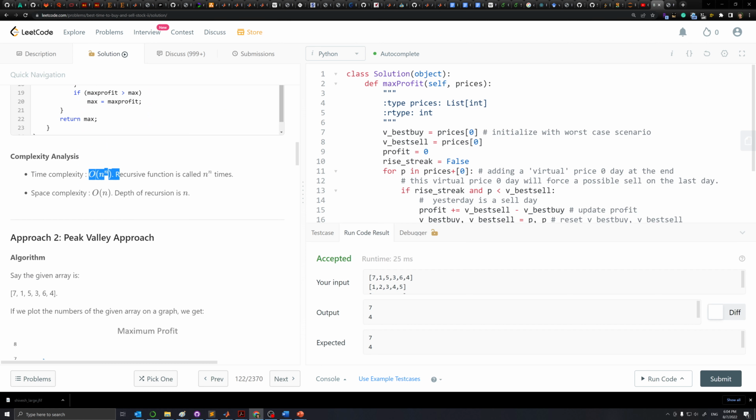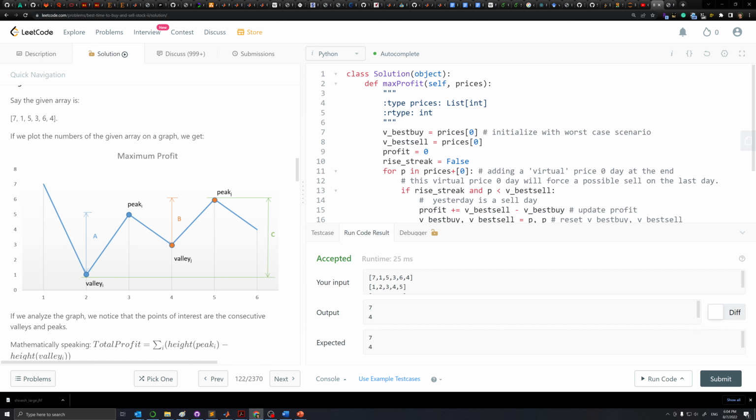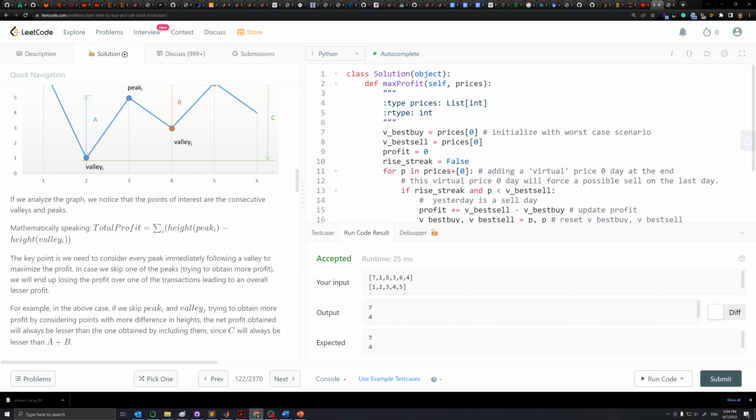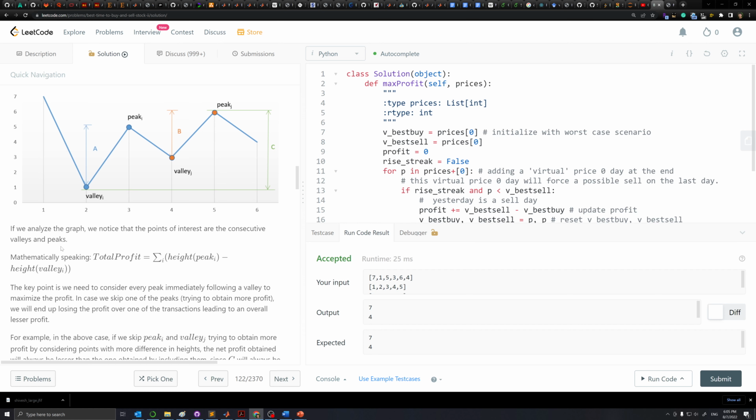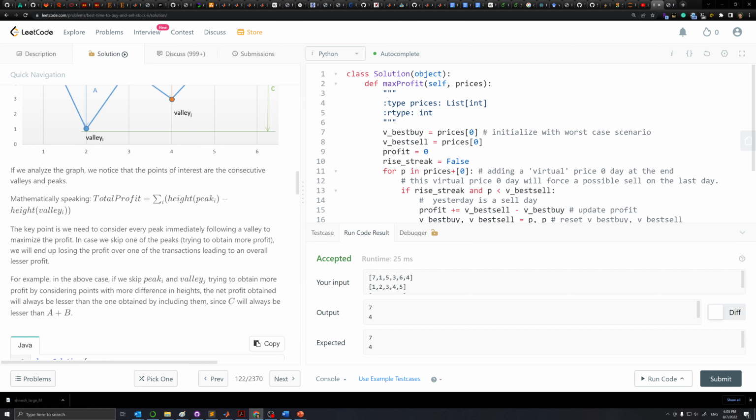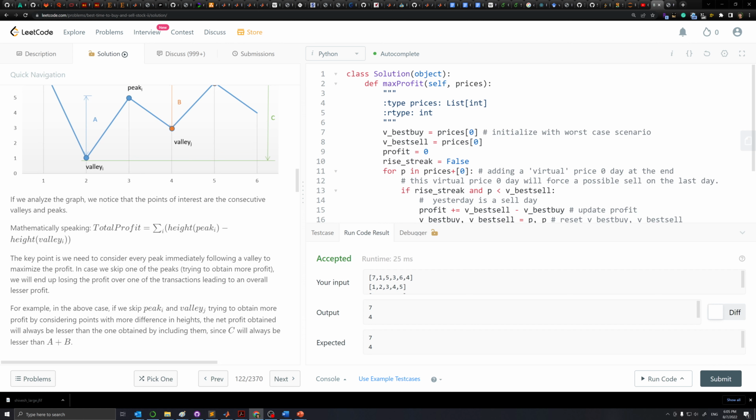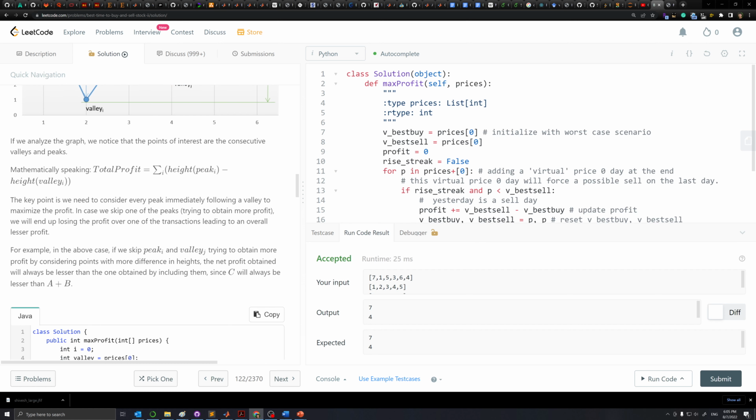Wow, this is quite a big time complexity. Peak valley approach. Yeah, I think this is what we had done. If we plot the numbers of the given array on a graph, we get these. If we analyze the graph, then we notice that the points of interest are the consecutive valleys and peaks, right? And the key point is we need to consider every peak immediately following a valley to maximize the profit. Yes, in case we skip one of these peaks, we will end up losing profit. That's right. We want to basically cash in on every local dip and local peak.